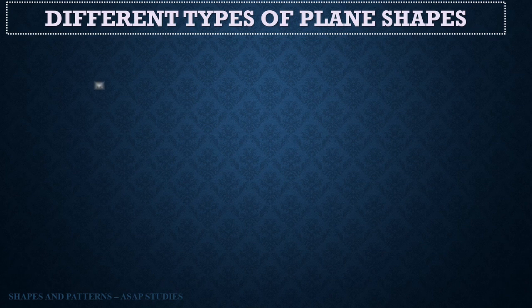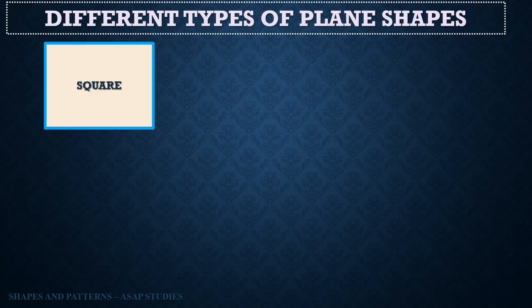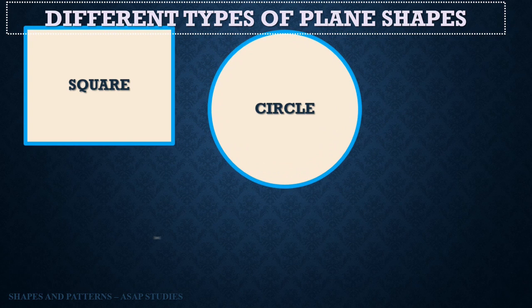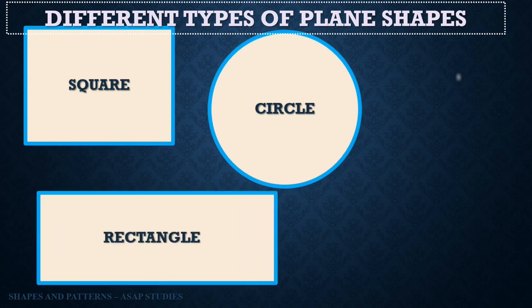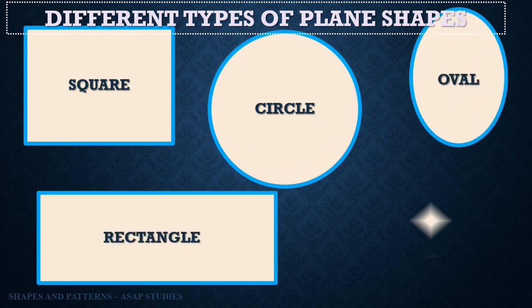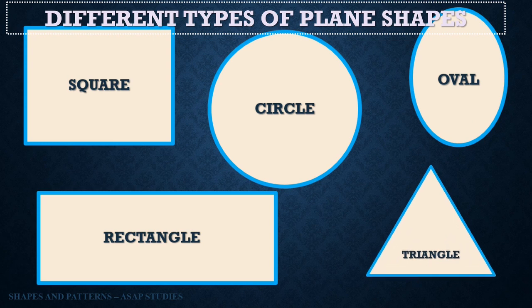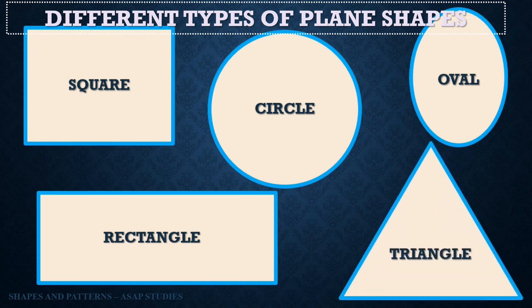Different types of plane shapes: square, circle, rectangle, oval and triangle. So these are plane shapes. Now let's learn about them in detail.